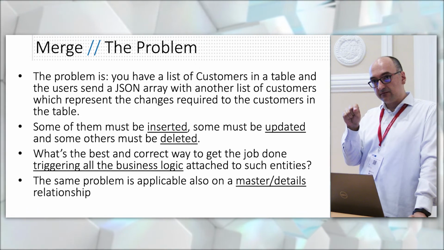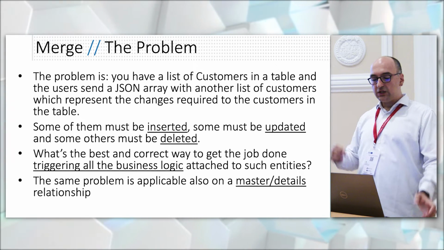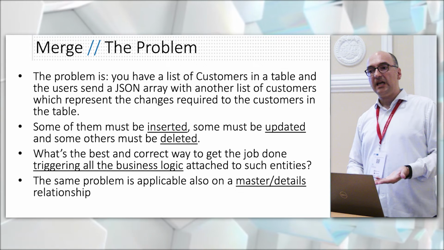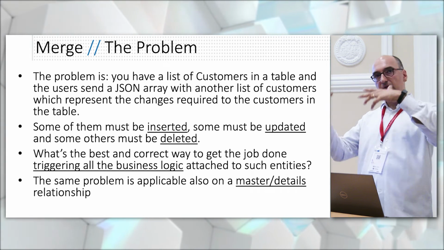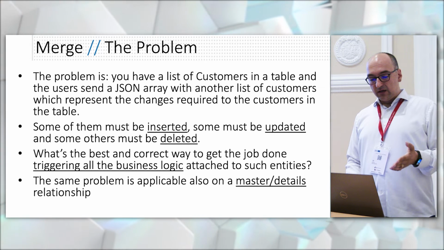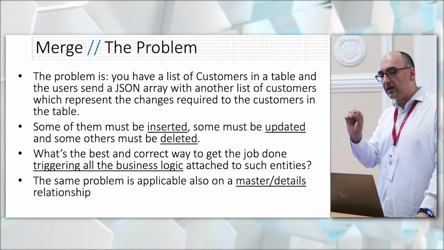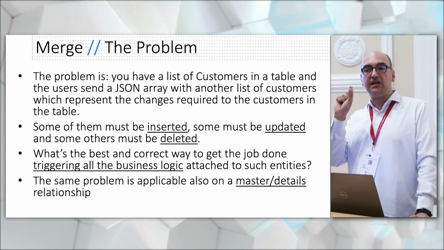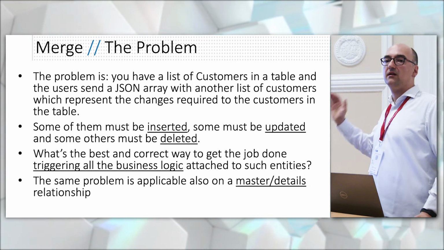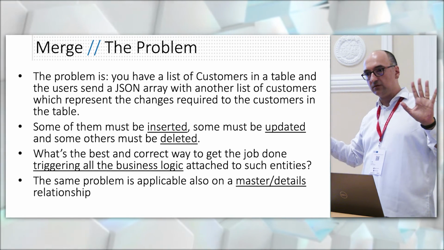Some of them must be inserted, so the client is sending a new customer. Some must be updated, and some others must be deleted. It's quite complicated to figure out how to do things and when. What's the best and correct way to get the job done, triggering all the business logic attached to the object? Because I could say just an update, but then you are bypassing all the business logic. And that's not good, clearly.